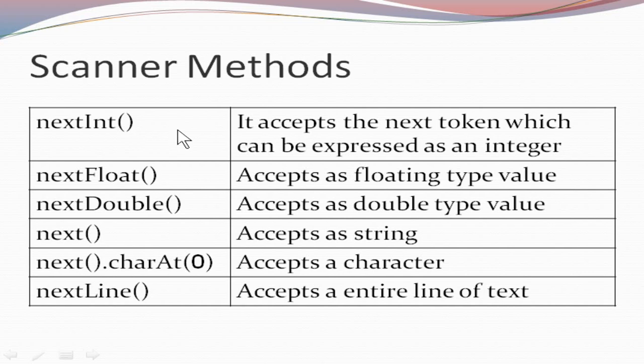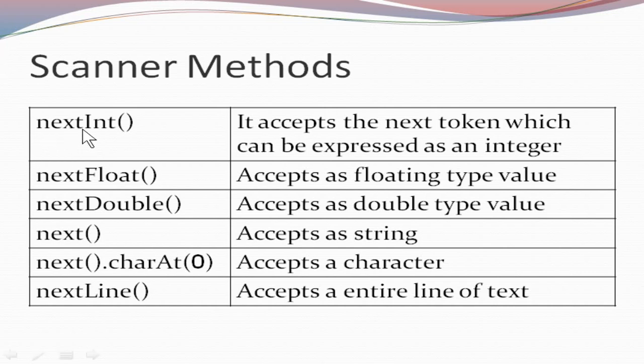So it accepts a next token which can be expressed as an integer. If you enter some other value other than an integer, if it is a character or a double value, it will be accepted only as an integer. So it will store the ASCII value of the character, or only the integer part of the float or double number. Here it will take only the input, that is a token, as an integer.